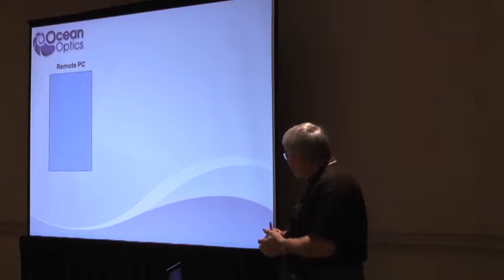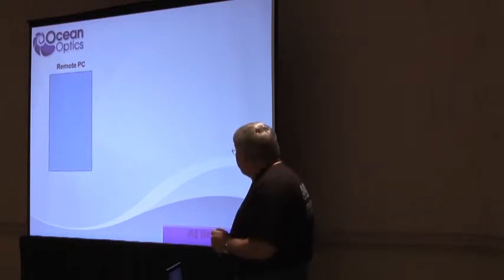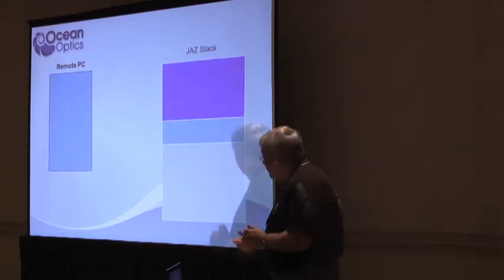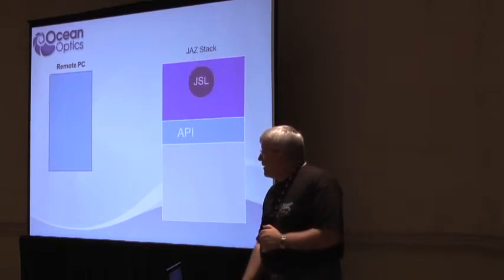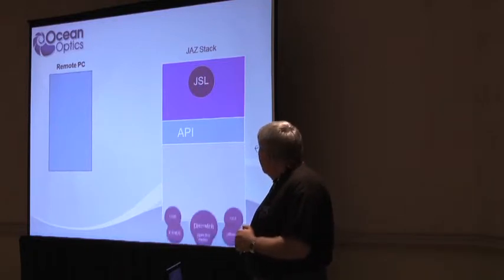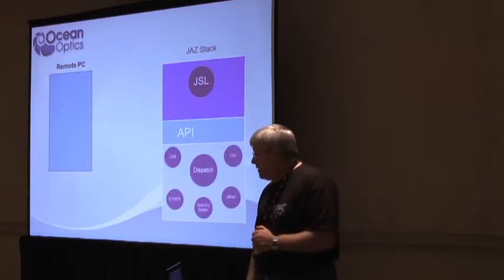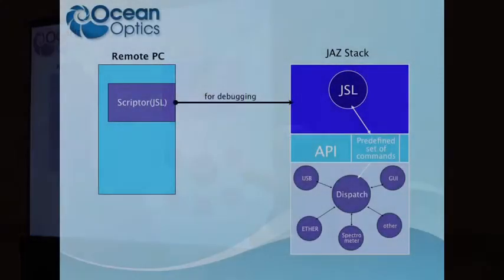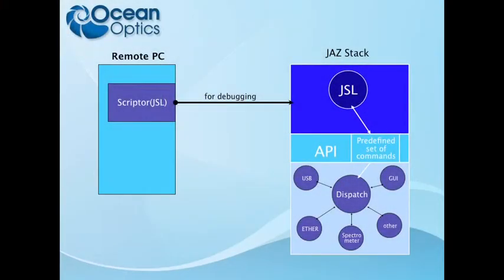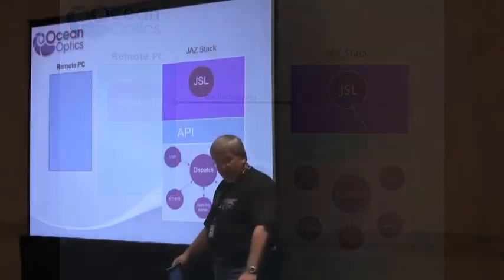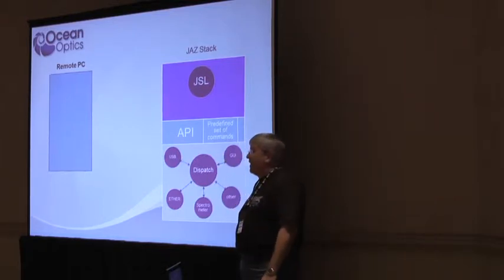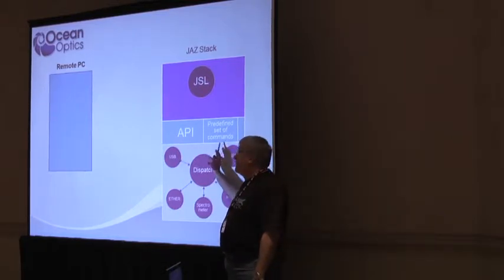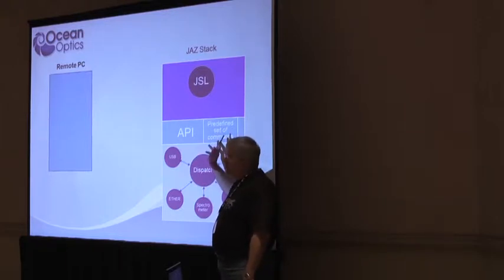So graphically, you've got a remote PC, and you've got your Jaz stack. Within the Jaz stack, there's an API and the Jaz Scripting Language. Those run, and then you've got your daemons that run. This is all running, and those are all communicating with each other, running back and forth, each doing their little things. And within that, there's a predefined set of commands that are part of the API. You'll notice it's only part of the API, not the entire API, only a small portion.